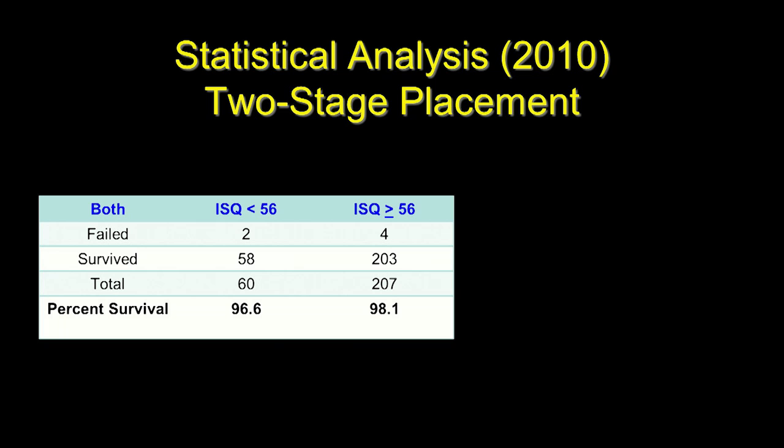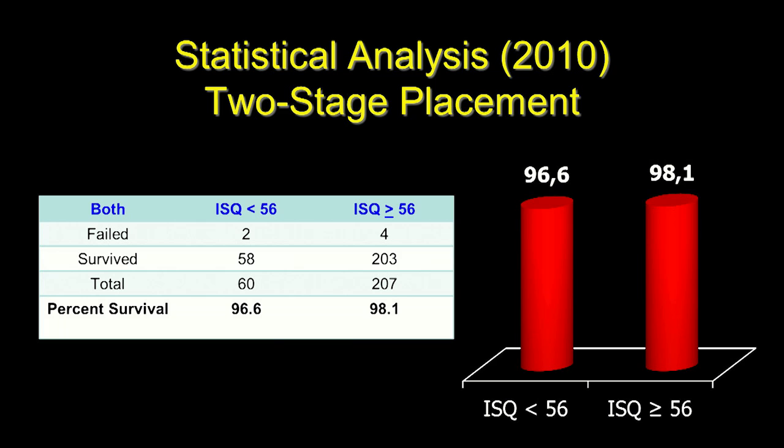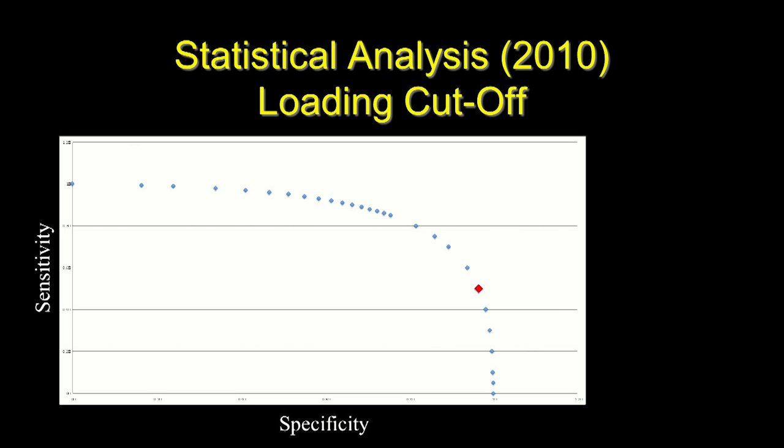We combined the values and came out with a 96.6% survival with ISQ numbers below 56, and 98.1% survival with ISQ greater than 56. And this is for two-stage placement. And the benefit of this is that we're able to follow our patients for a longer period of time, and therefore we're able to see or pick up failures that occur out long term.